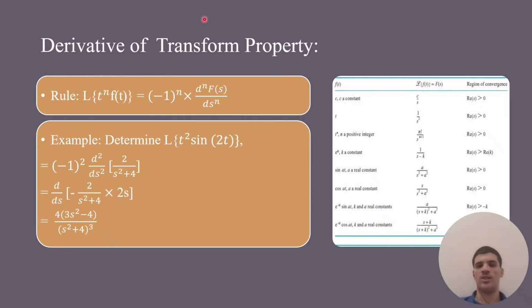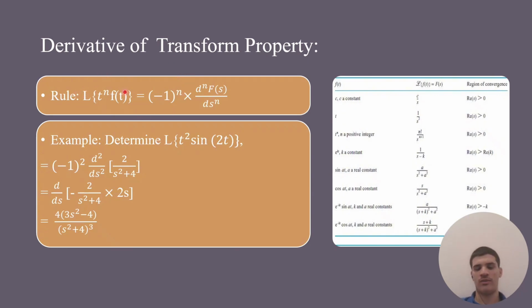The final property is the derivative of transform property. In the derivative of transform property, you will have a function called g of t, which includes a power function, so t to some power, times another function which we'll call f of t. If you have that sort of function, you can just apply the formula directly. The formula basically states that you take -1 to the power n.